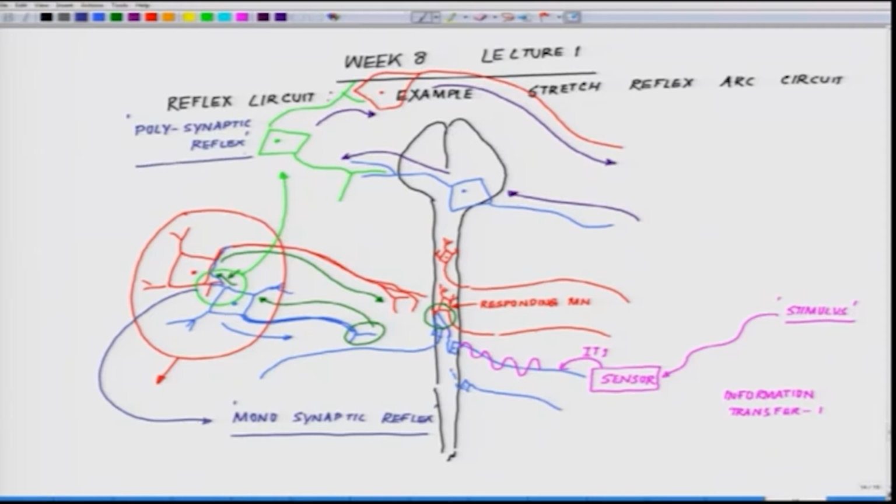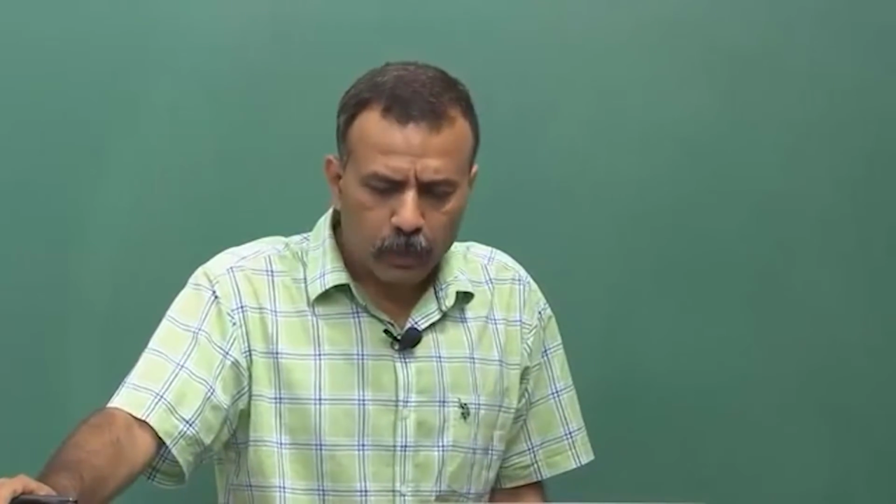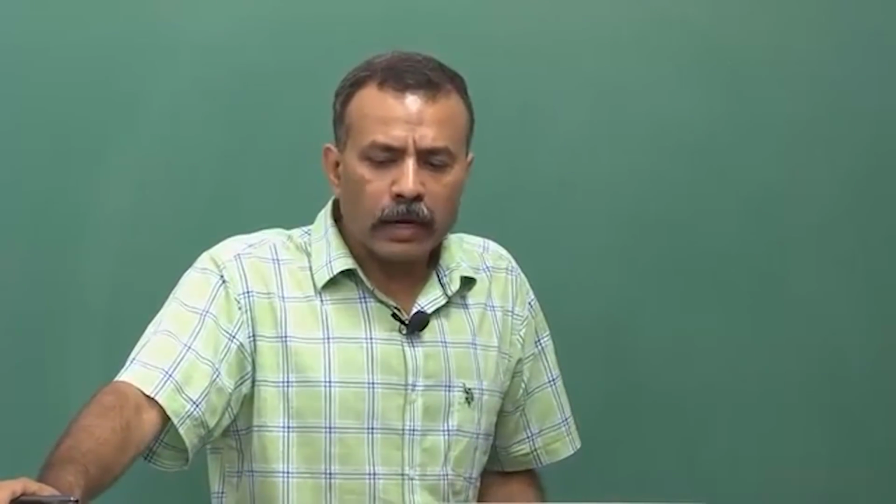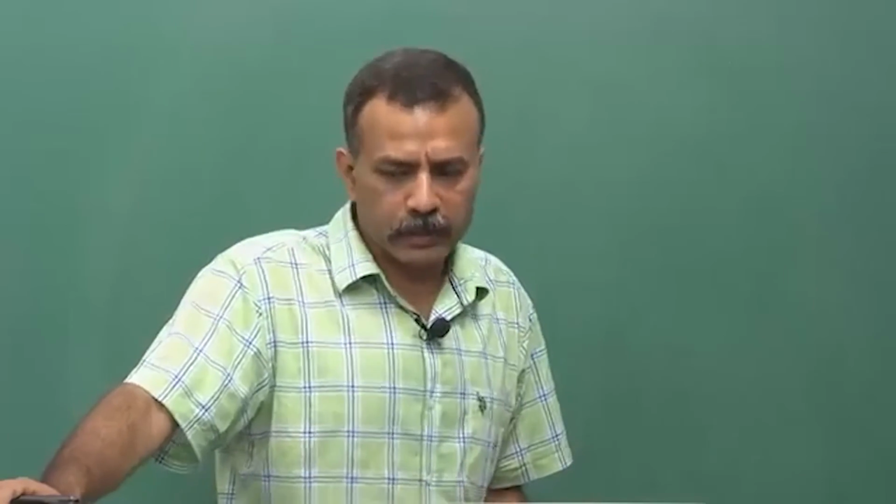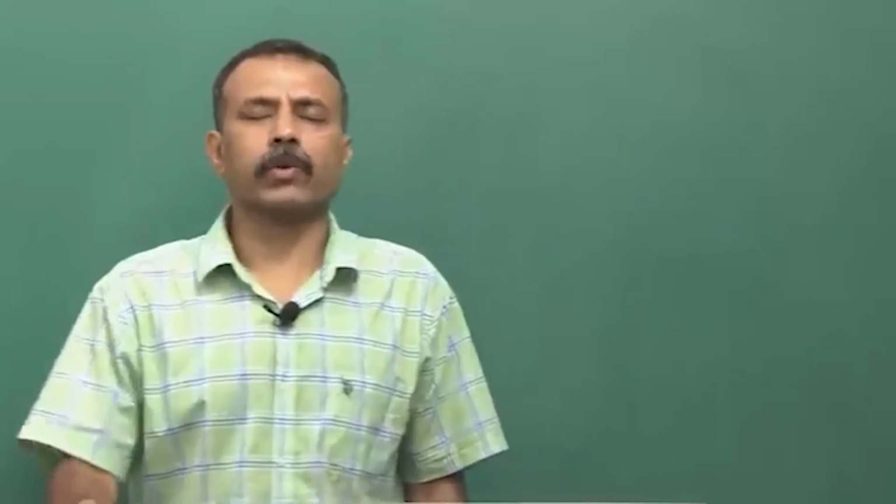Okay. These are the two possibilities, polysynaptic reflex and monosynaptic, and you can further make it complex in that you may have two interneurons processing. There are several possibilities which may emerge out of this situation. So these are some of the very simplistic reflex circuits that we have.